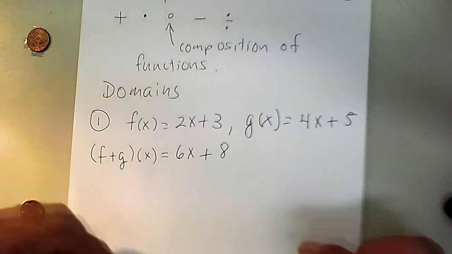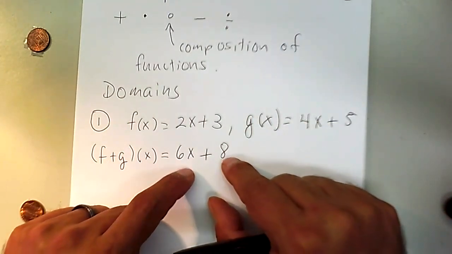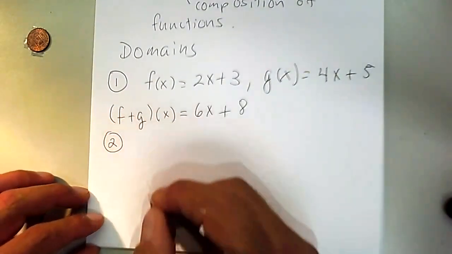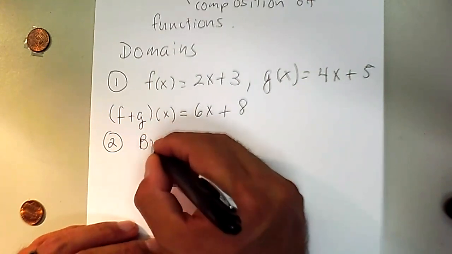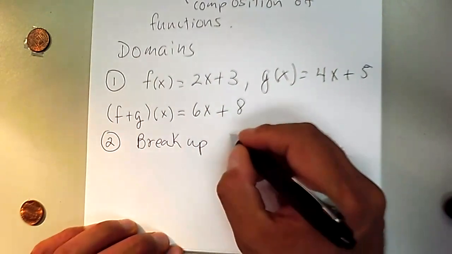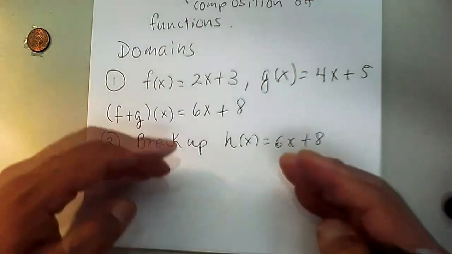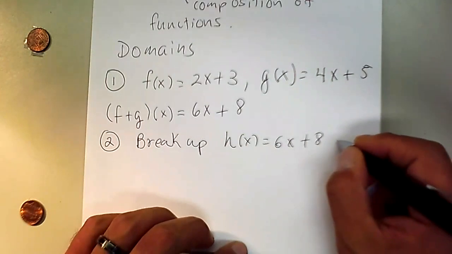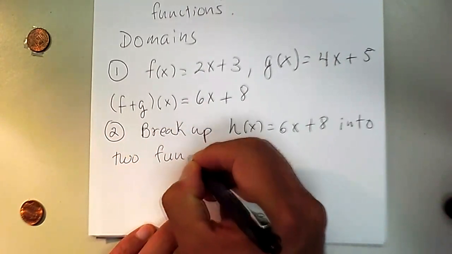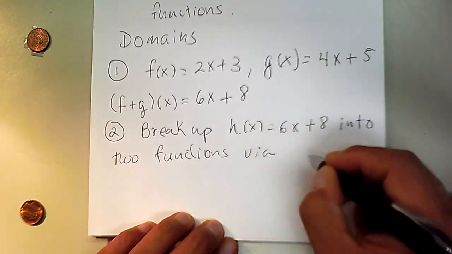Now, if we ask to break this up into the addition of 2 functions, so as an example 2, I'm going to come up with a new name. Let's label it h. h of x equals 6x plus 8, and we break it up into 2 functions via addition.